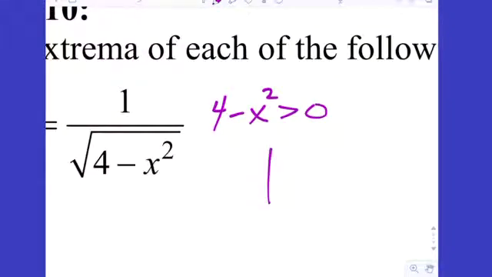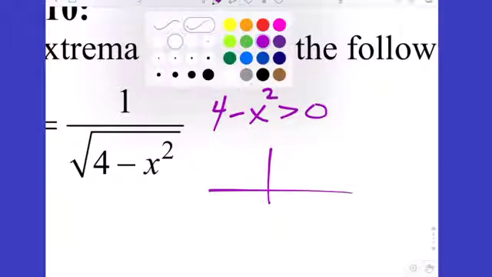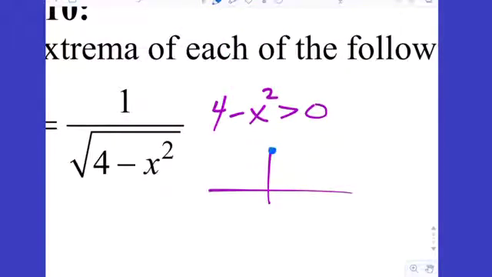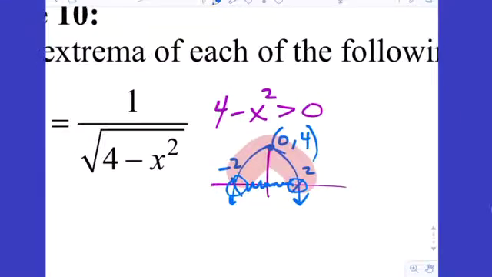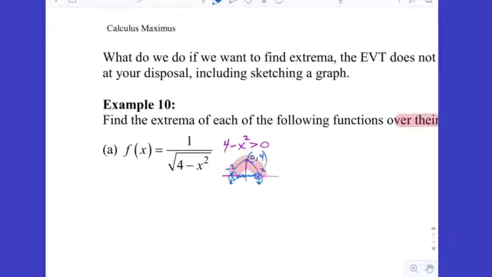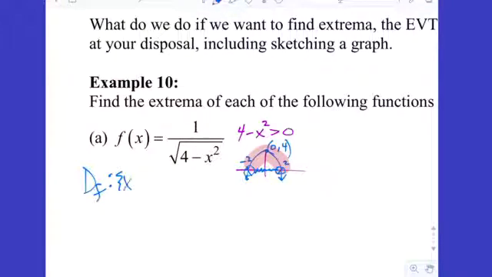That is a quadratic inequality. We can't solve it algebraically, so we solve it with some other method like graphing. This is the point 0, 4. It opens down, and the x-intercepts are what? You can probably look at it and tell. 2 and negative 2. Good. And now I want to know for what values of x that thing is above the x-axis. That's going to be right in here, everything between negative 2 and 2. So your domain of f is the set of all x such that negative 2 is less than x is less than 2.